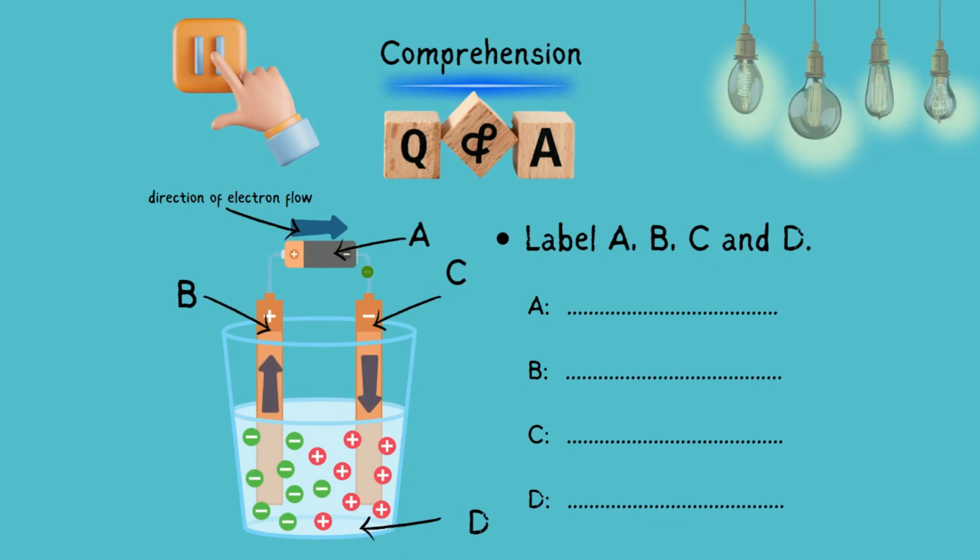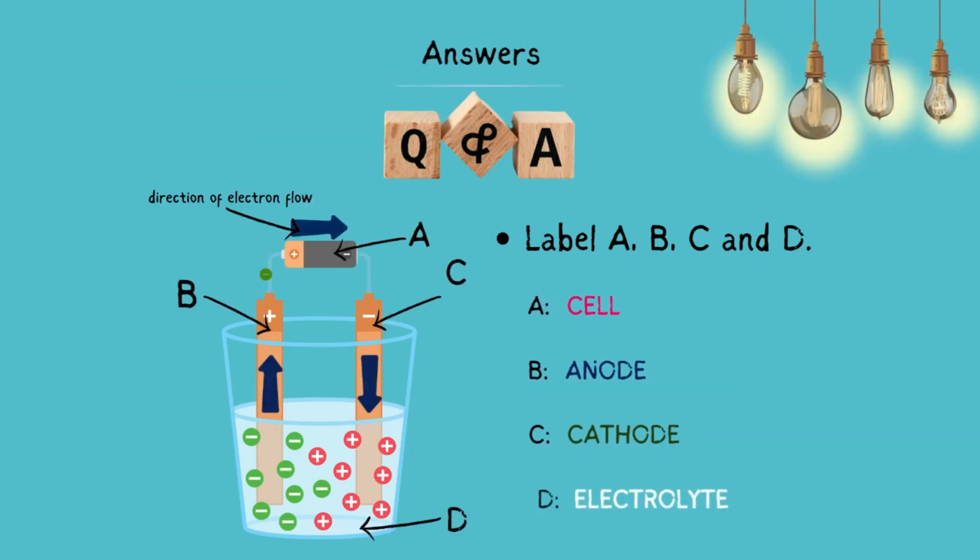Comprehension. Label A, B, C, and D. You may pause this video to answer the question. Did you get it right? A is the cell, B is the anode, C is the cathode, and D is the electrolyte.